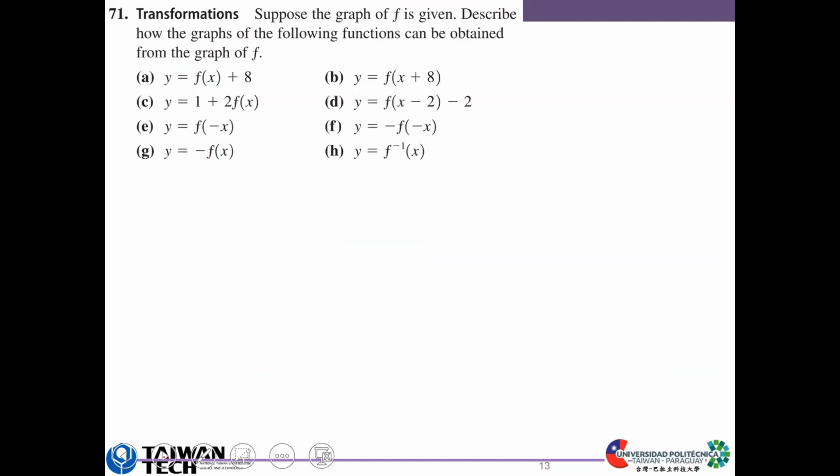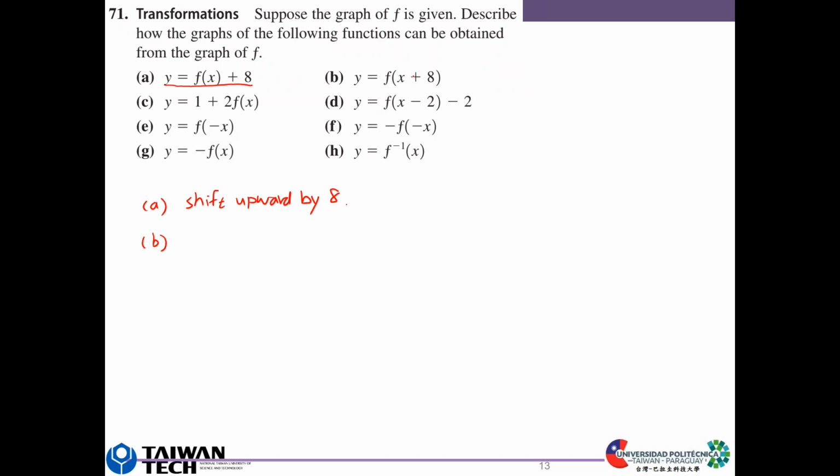So for the next question, we are looking at problem 71. Suppose the graph of f is given. Describe how the graphs of the following functions can be obtained from the graph of f. So for A, it is easy. You just shift to the top by 8, or we can say shift upward by 8.